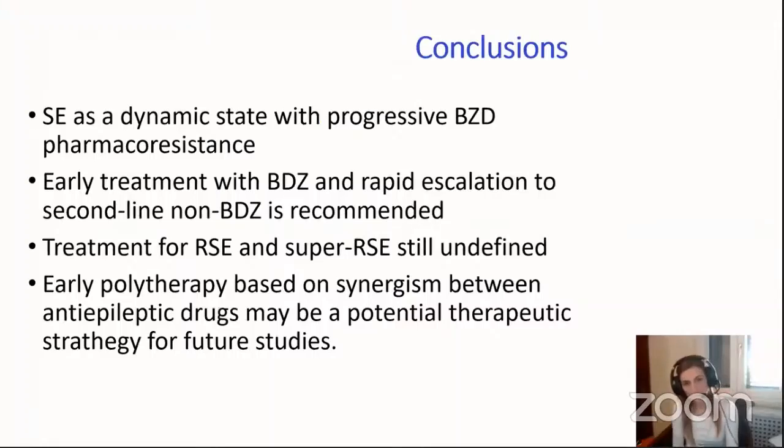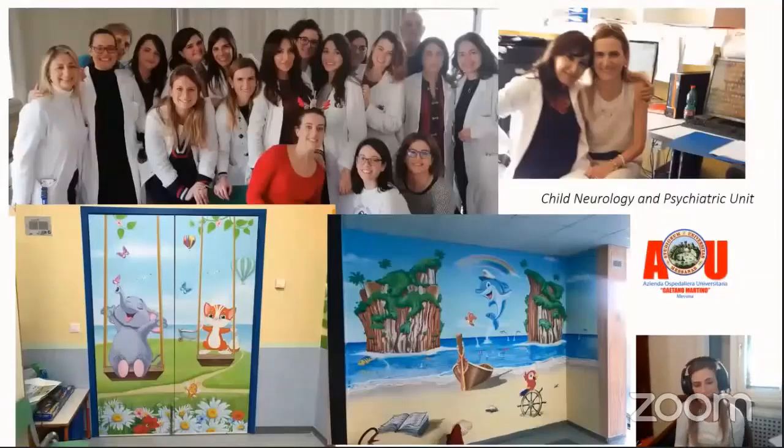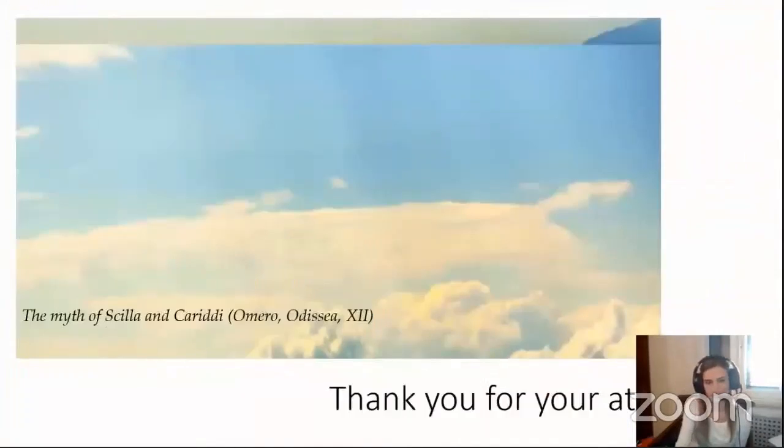So in conclusion, SE is a dynamic state with progressive benzodiazepine pharmacoresistance, and early treatment with benzodiazepine and rapid escalation to second-line non-benzodiazepines is recommended. We still do not have treatment strategies for refractory status epilepticus. Probably early polytherapy based on synergies between anti-epileptic drugs may be a potential therapeutic strategy for future studies. So thank you very much to all my group, and thank you very much for your attention.